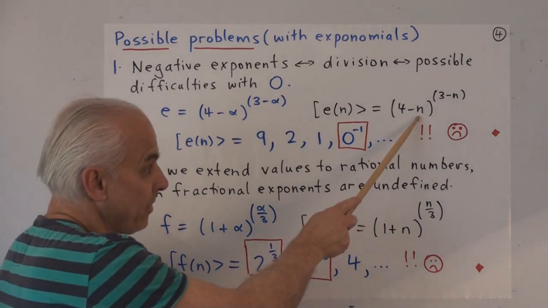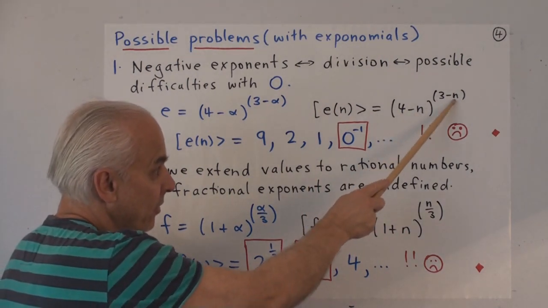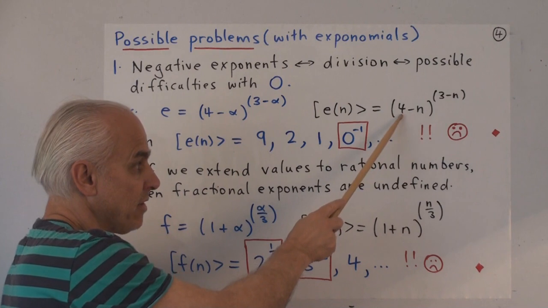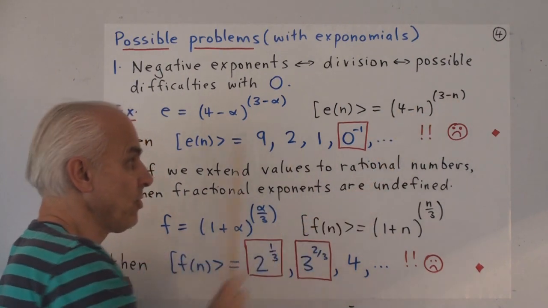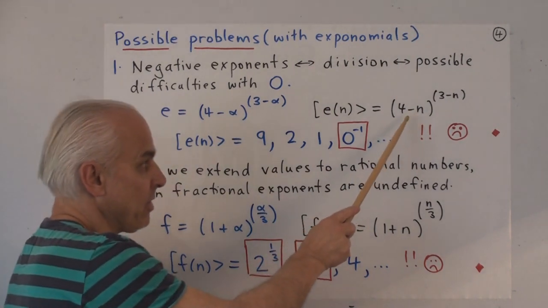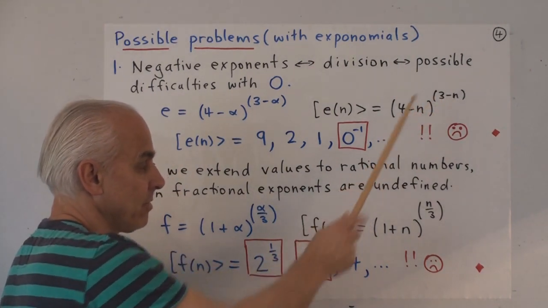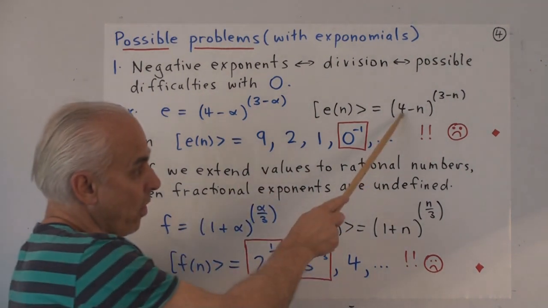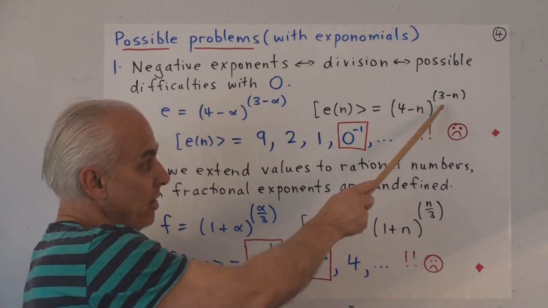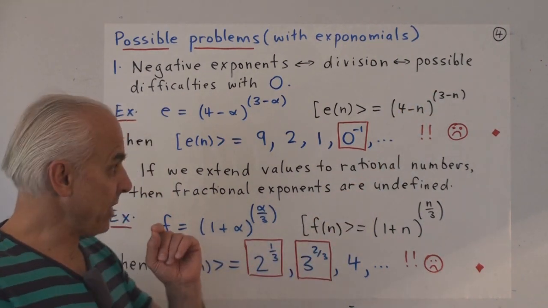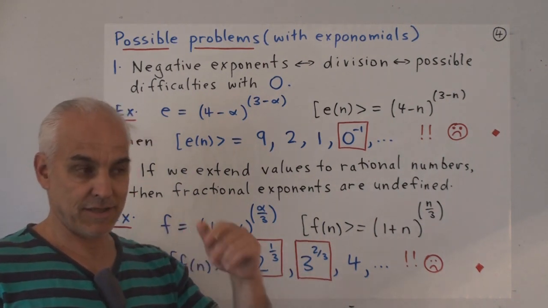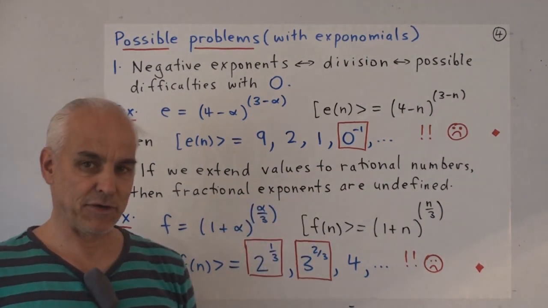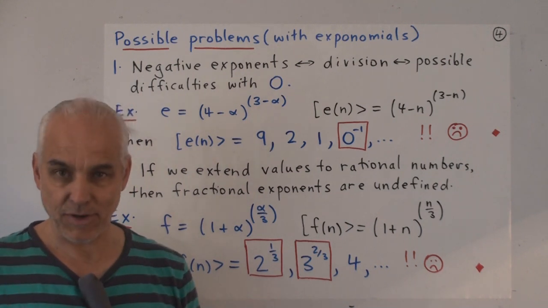Then what would be the sequence that we would want to associate to this expression? Well, if n is equal to 1, then we would get 3 to the power 2, which would be 9. That's fine. And then when n is equal to 2, we would get 2 to the 1, which is 2. Then when n is equal to 3, we would get 1 to the 0. 1 to the 0 is still all right. It can be interpreted as 1. And then the next one would be 4 minus 4, that's 0, to the 3 minus 4, which would be minus 1. So we would have 0 to the minus 1. And something to the minus 1 is usually interpreted as 1 over that thing. So we're really talking about 1 over 0 here, which is problematic with standard arithmetic.